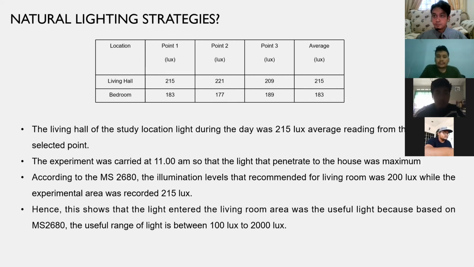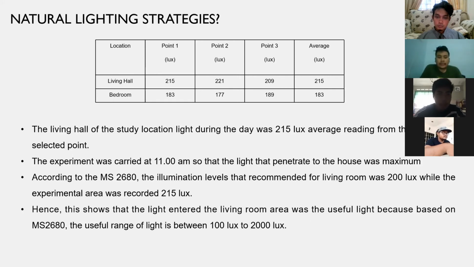Average reading from three different selected points, which means we are taking three different points of the selected point to take data. So the experiment was carried out at 11 a.m. so that the light that penetrates the house was maximum. So at that time, the light penetrated the house with the maximum light.